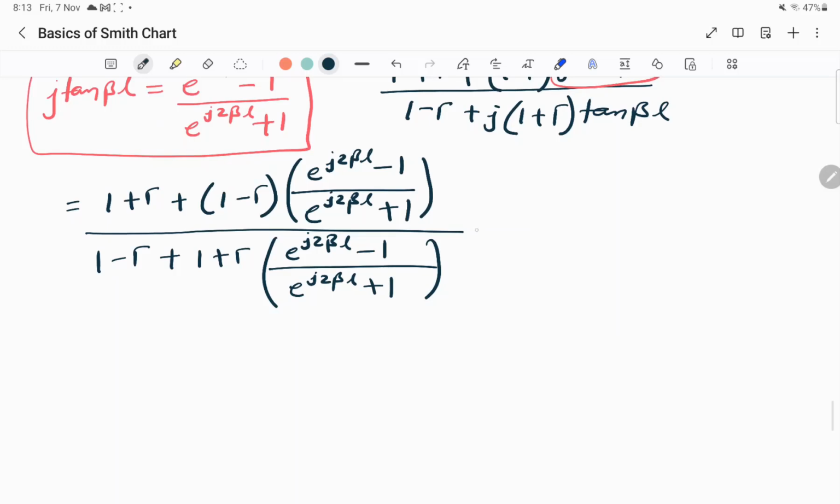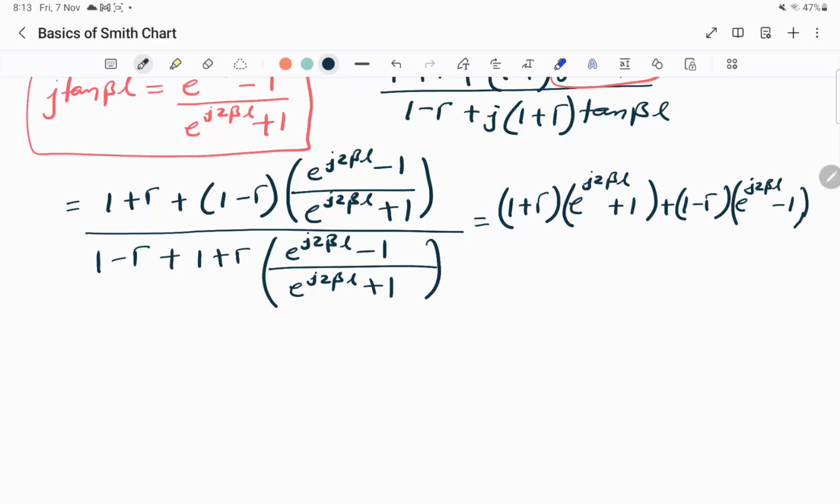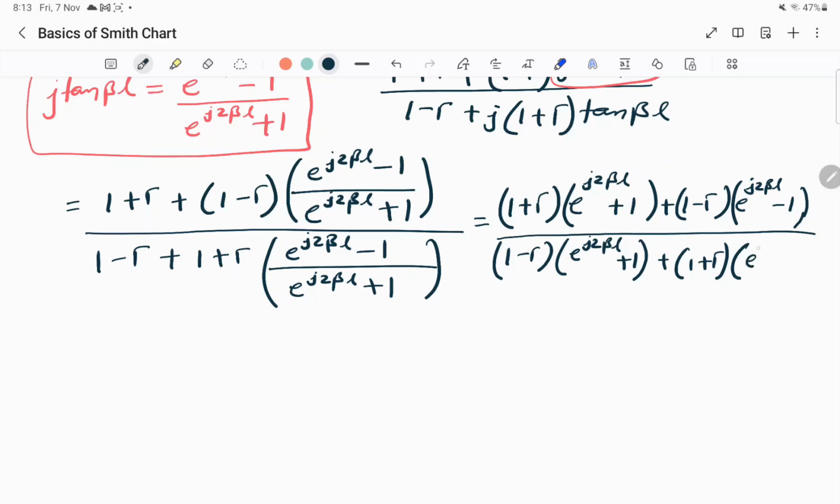So when you simplify this, you will get (1 plus gamma) into (e to the power j 2 beta L plus 1) plus (1 minus gamma) times (e to the power j 2 beta L minus 1) whole divided by (1 minus gamma) times (e to the power j 2 beta L plus 1) plus (1 plus gamma) times (e to the power j 2 beta L minus 1).